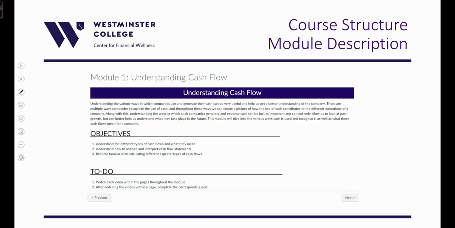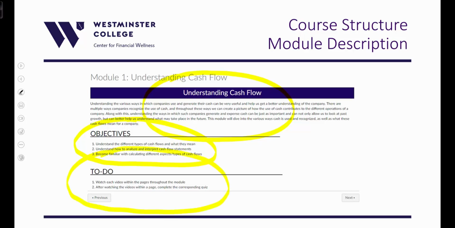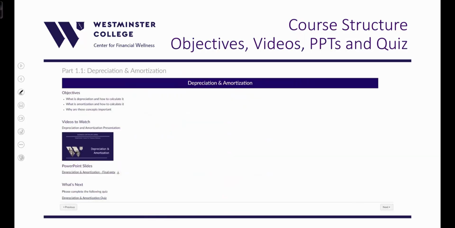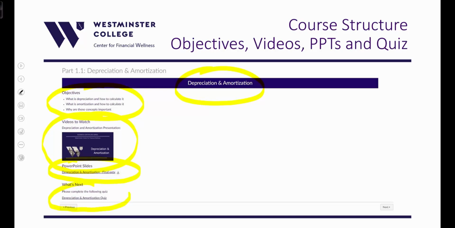We give you some text to help you understand what it is we're going to cover inside of the module, and then some objectives that we're hoping we'll be able to achieve with you inside the module, and then give you a sense of some of the things you'll do as you go through these objectives. The first part of this particular module is on depreciation and amortization. Once again, we have some objectives, things we hope that you'll accomplish in this part of the module. And then you'll be given, in this case, a video to watch. You'll be given the PowerPoint slides that back up that video, and then a brief quiz on depreciation and amortization.